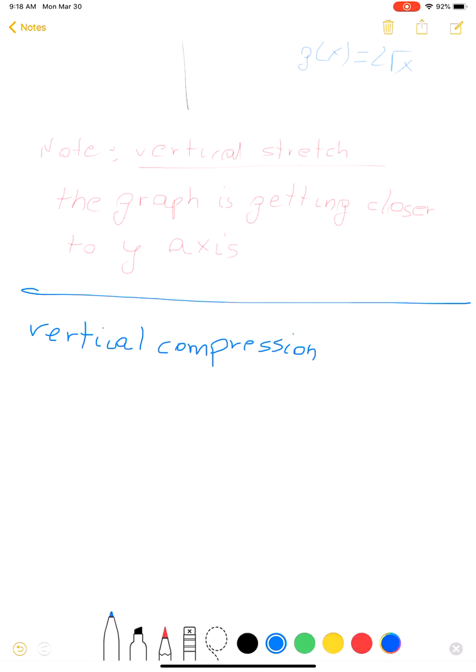Vertical compression. So what's going to happen? Our original graph will be compressed, which will be more flat, and it's going to actually start getting closer to the x-axis.